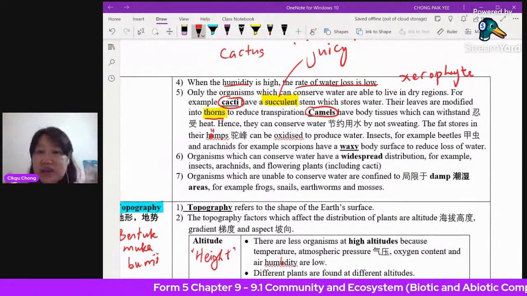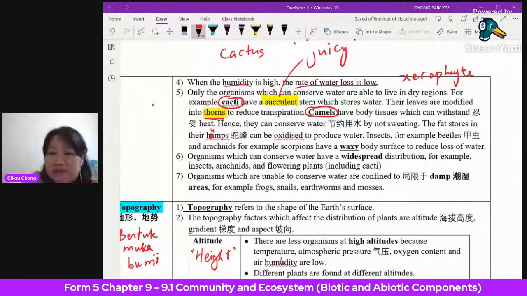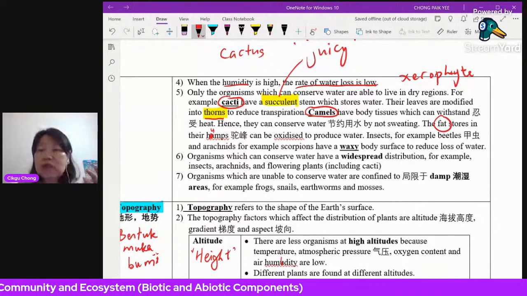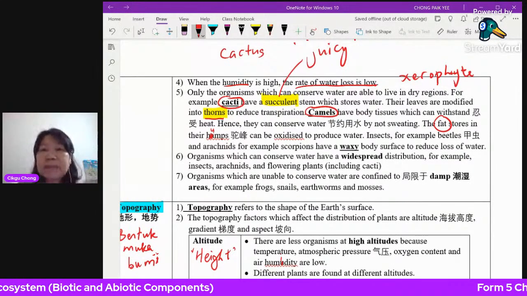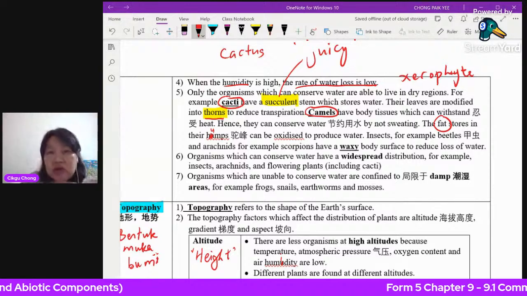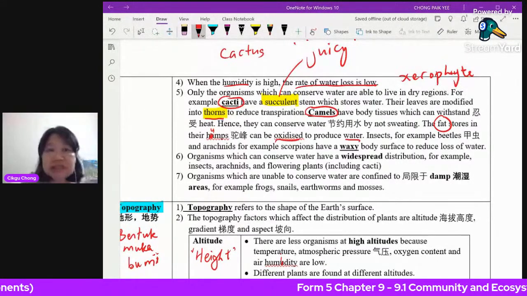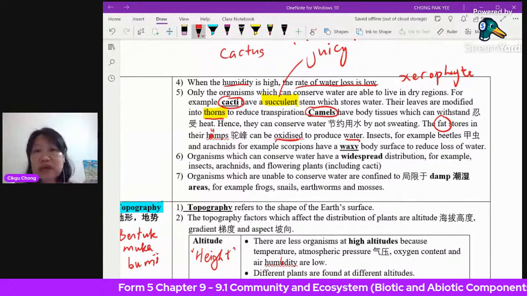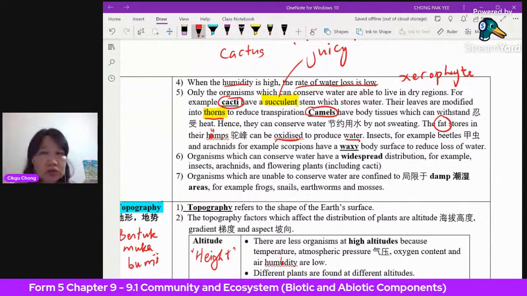All right, it's not actually water. What they have is fat. Fat is stored inside. And then when they want water, how do they get it then? Fat is metabolized. So when fat is broken down, it's oxidized, they will produce water instead. Okay, so that is through the process of respiration. When you break down any food, you will get water, you will also get carbon dioxide.